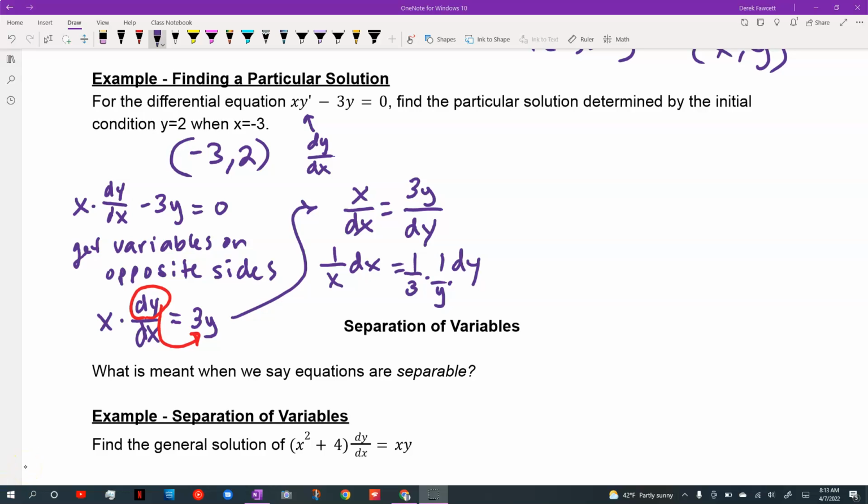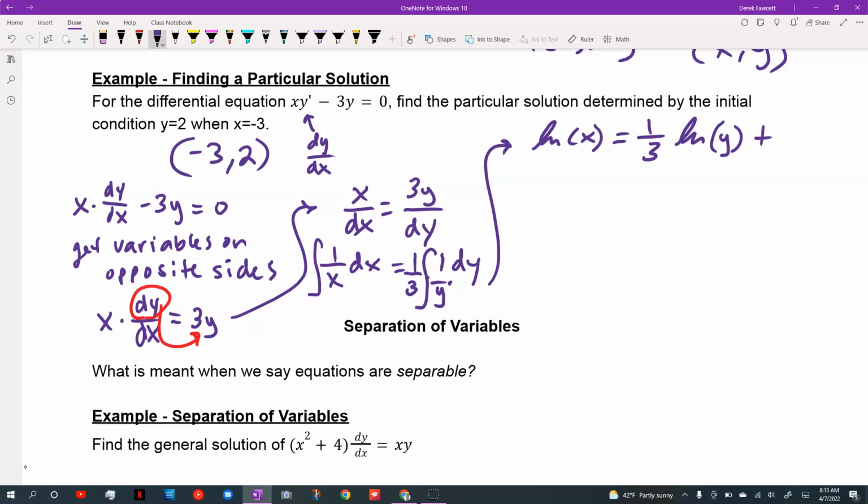Now we can go ahead and integrate each side, and I can put the 1/3 out in front since it's a constant. And so when I integrate each side, the integral of 1 over x is the natural log of x, and then you would have 1/3 the natural log of y. Then you'd have that plus c.